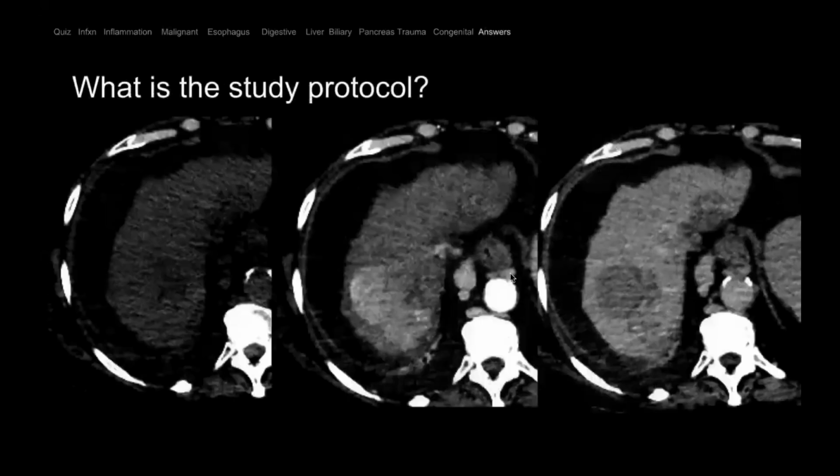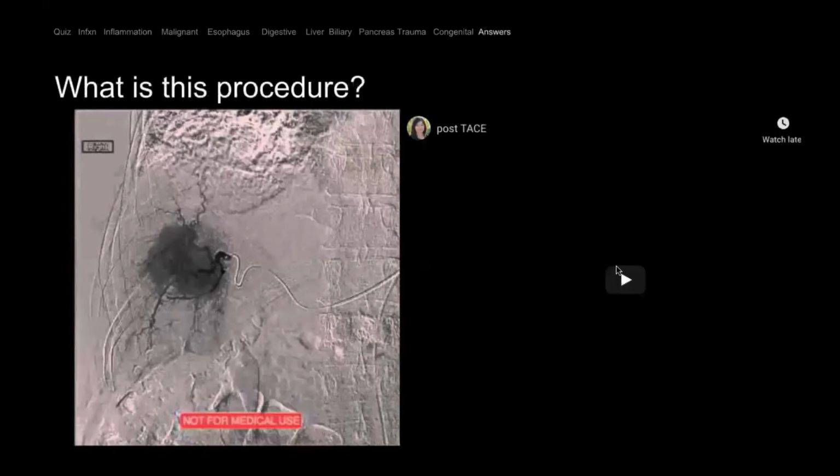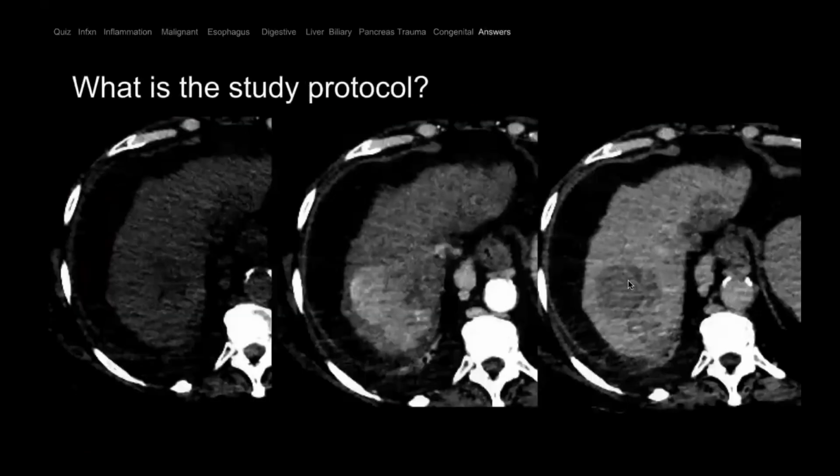This is a liver protocol study. We do a non-contrast, contrast enhanced, and then the washout phase. And you see the mass is enhancing and washes out. And that is an HCC because the patient has background cirrhosis.